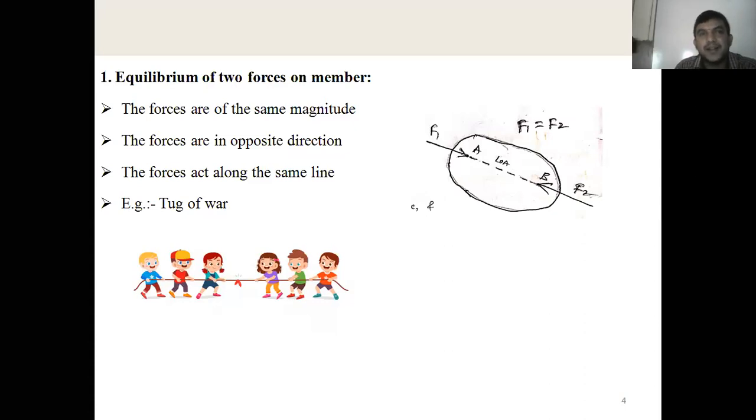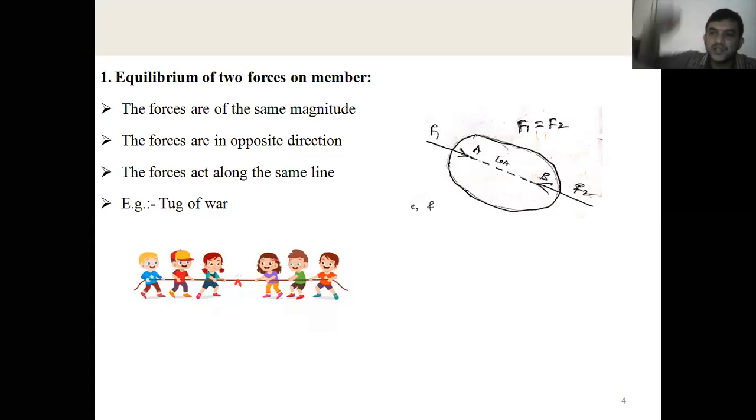Yes, sir. This slider crank mechanism contains one crank, right? The second is the connecting rod, the third is the piston, and the last link is a fixed link. Now, which link is subject to only two forces? Can anyone give me the answer?